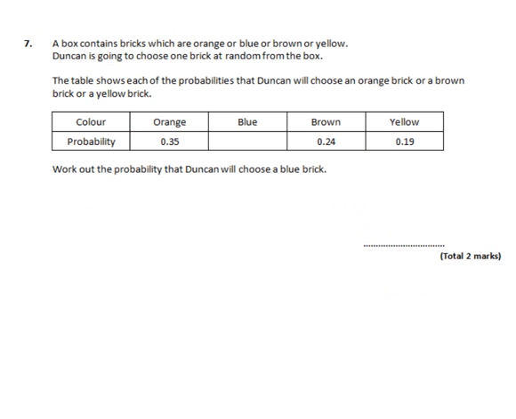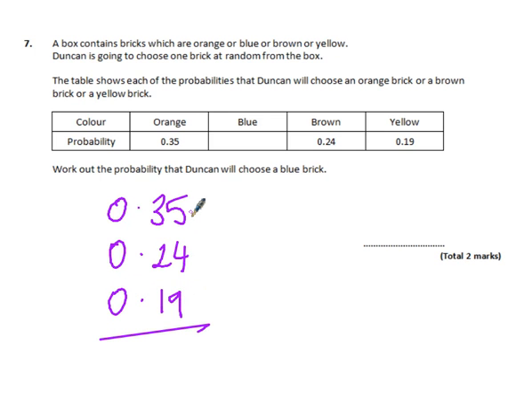Let's have a look finally at question 7. Now we know the probabilities of events add up to 1, something that's certain. And if I add up 0.35, 0.24 and 0.19, if I add those up, I've got 0.78. So working out 1 minus 0.78.